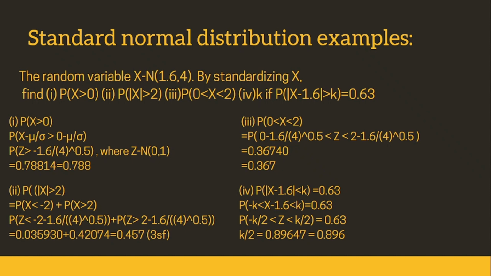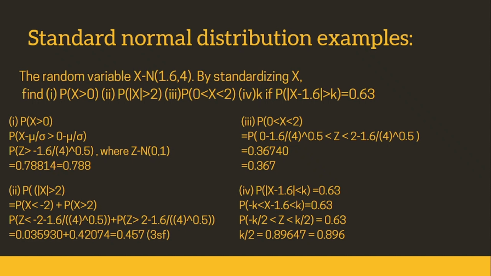For the first part, we take 0 minus mu divided by sigma, so (0 minus 1.6) over the square root of 4 will create our Z. With Z being normal with mean 0 and standard deviation 1, we can press into the calculator and we'll get 0.788. Then for part 2, find the probability that the modulus of X is greater than 2. We want the probability that it's either less than minus 2 or greater than 2. So we have the probability that Z is less than (minus 2 minus 1.6) divided by the square root of 4, plus the probability that Z is greater than (2 minus 1.6) over the square root of 4. We do that and get two probabilities, which we sum together to be 0.457.